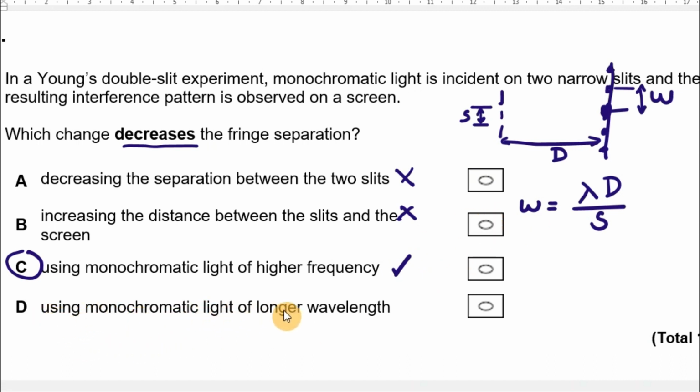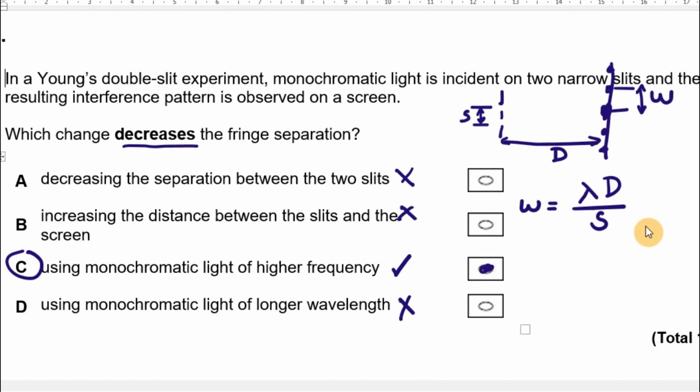Using monochromatic light of a longer wavelength. Now, if I have a longer wavelength, a larger value of lambda, then I'll have a larger value of W, which is the fringe separation. So that's not true. So your answer is C.